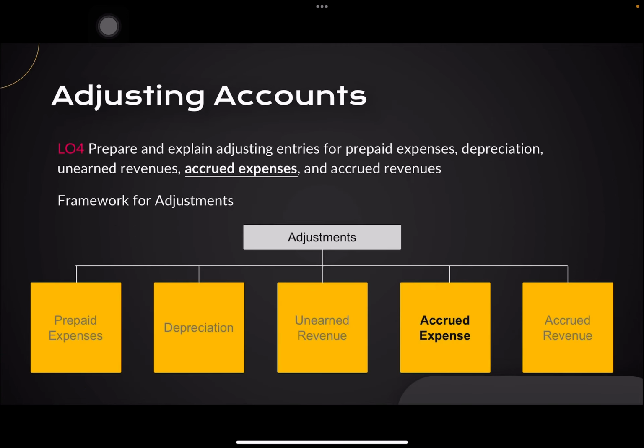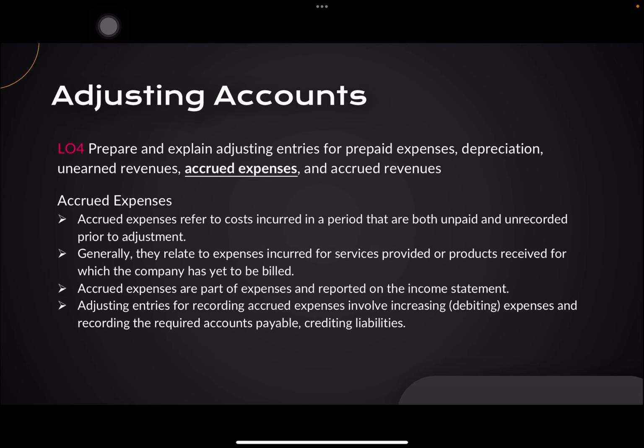Again, to give you a brief background of the other types of adjusting entries, you would have prepaid expenses, depreciation, unearned revenue, accrued expense, and accrued revenue. So accrued expenses, to define, this refers to costs incurred in a period that are both unpaid and unrecorded prior to adjustment. So in the first bullet point, the keyword here would be the word incurred, okay?